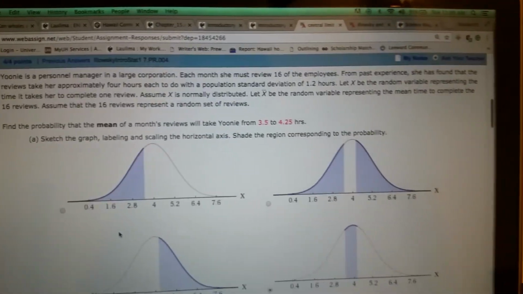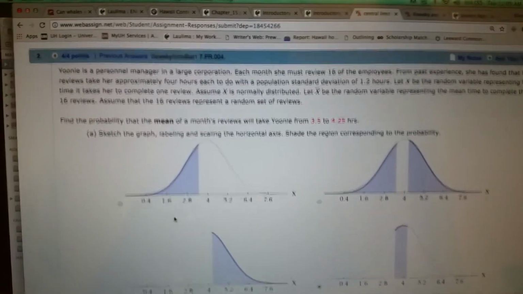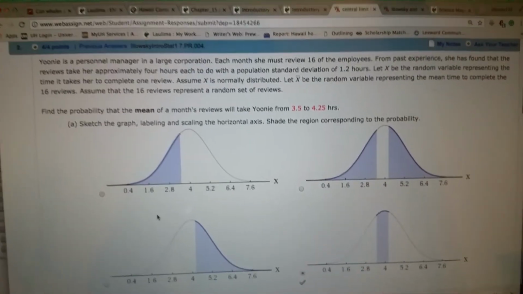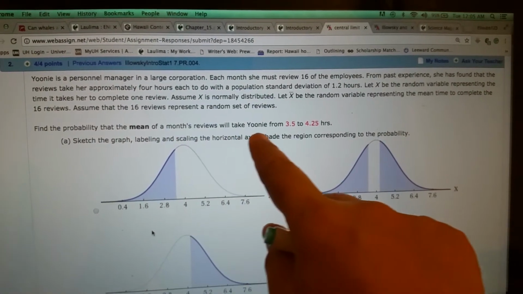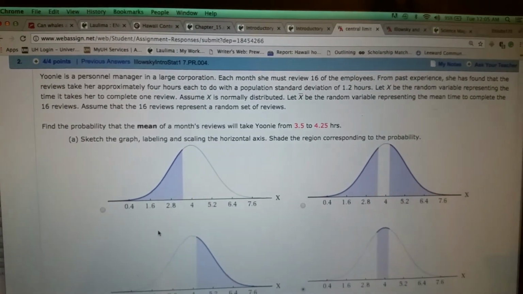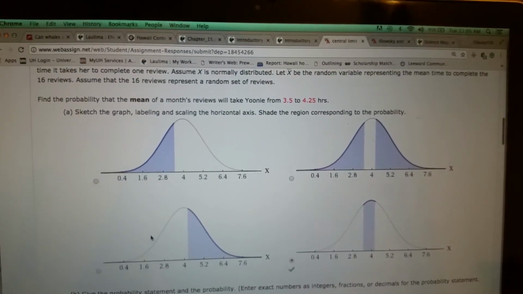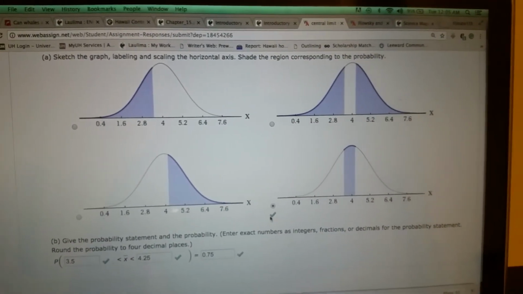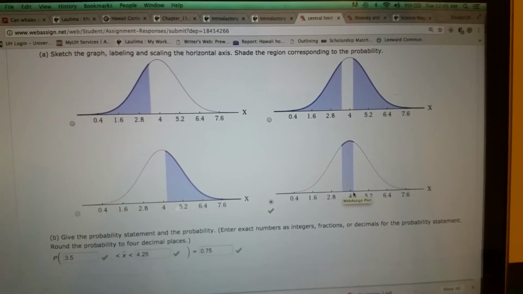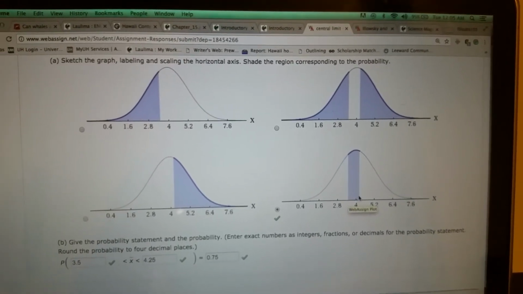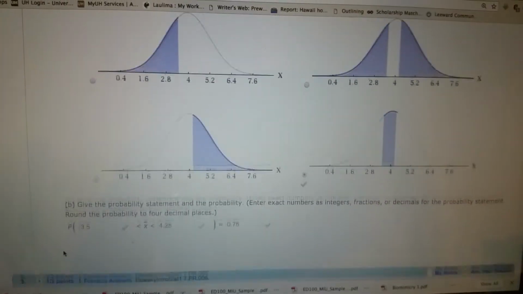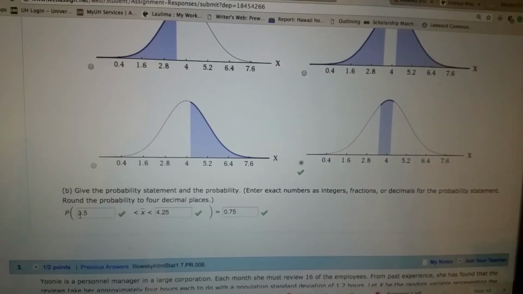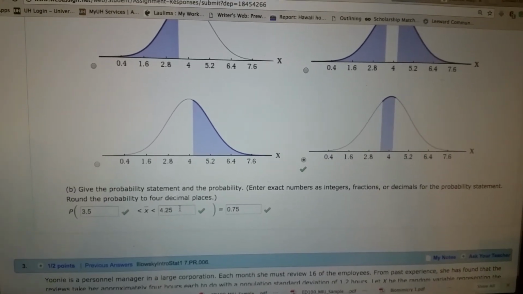Okay, let's move on. It's the same exact question, so I'm not going to read it, but this is number 2. But then we go on to find the probability that the mean of a month's review will take Uni from 3.5 to 4.25. Okay. And here, it's the only one that goes from 3.5 to 4.25, so that's why this one makes sense. The probability is going to be 3.5 to 4.25.